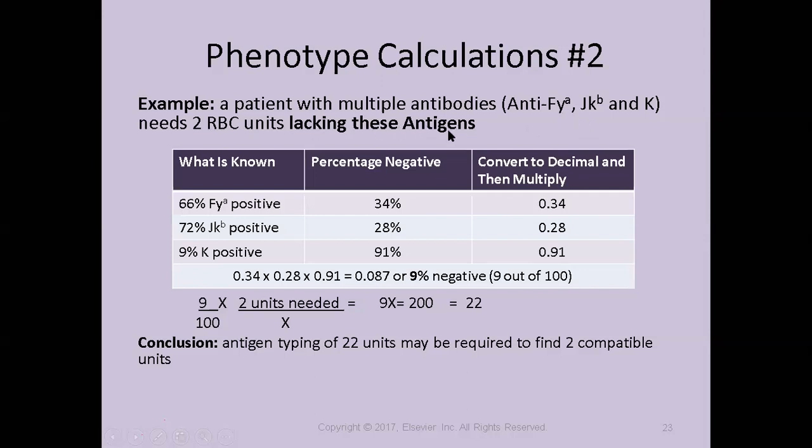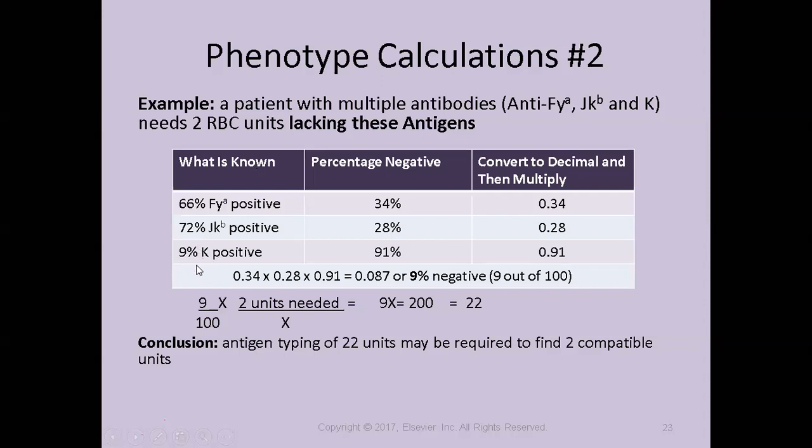Okay, so once again, we're going to break it down. So we take what is known. We know that 66% of the population has Duffy A. So therefore, we can say 34% is negative, and this converts to 0.34. When we look at JKB, we know 72% of the population has JKB, which means 28% is negative, so we're going to convert this to 0.28.